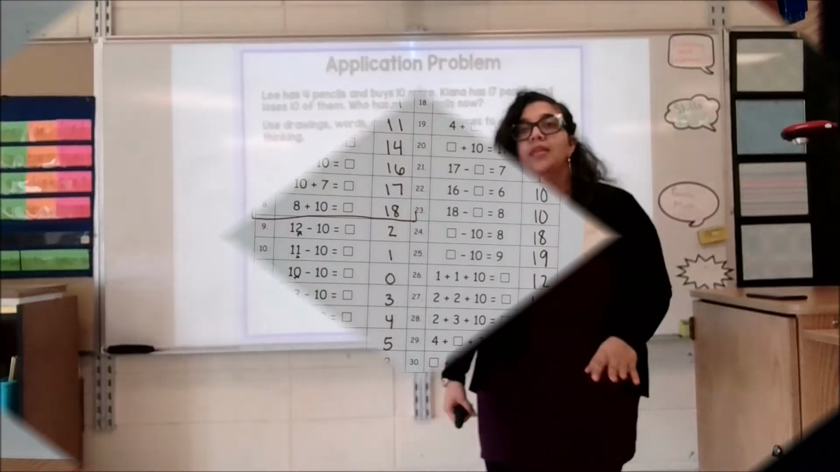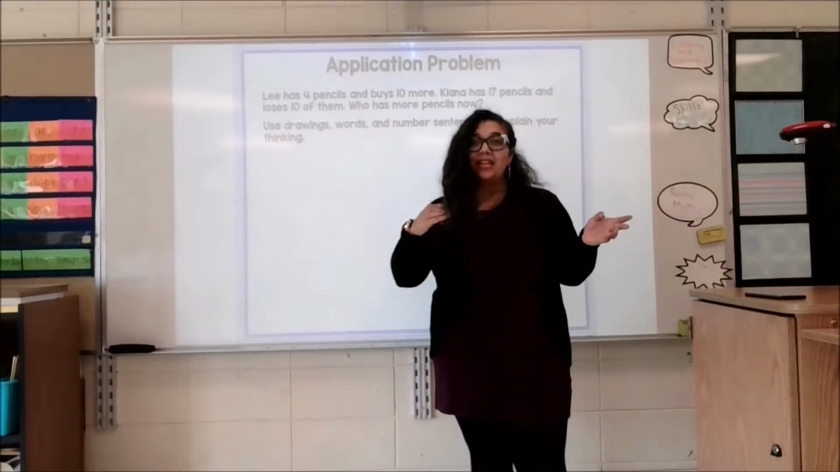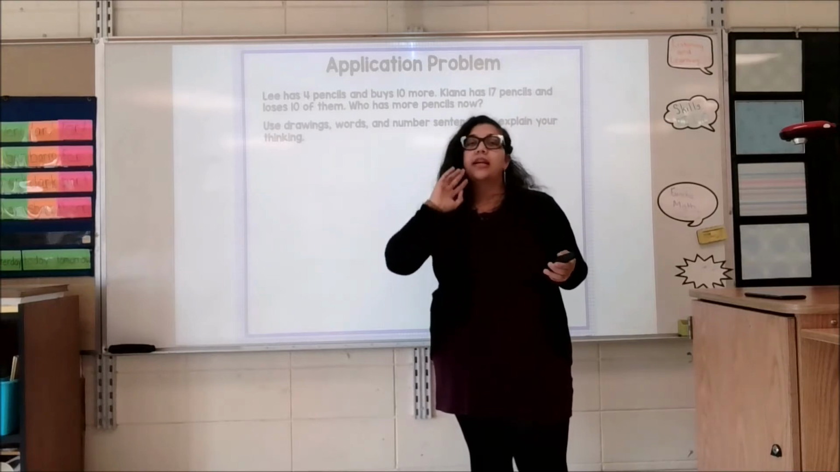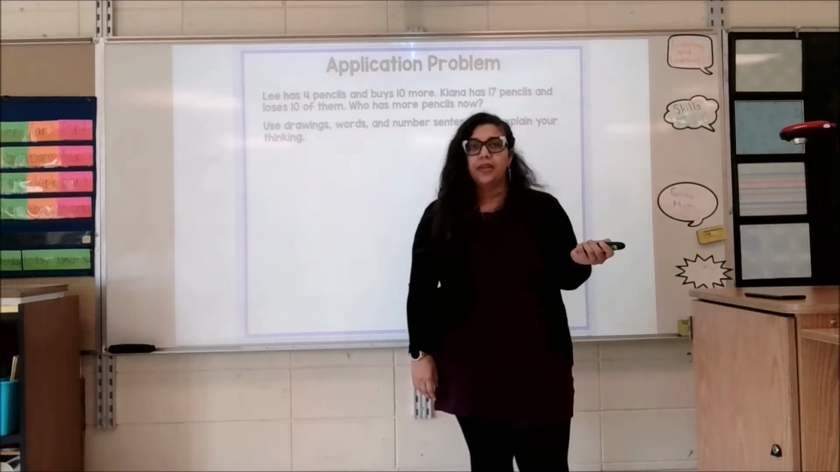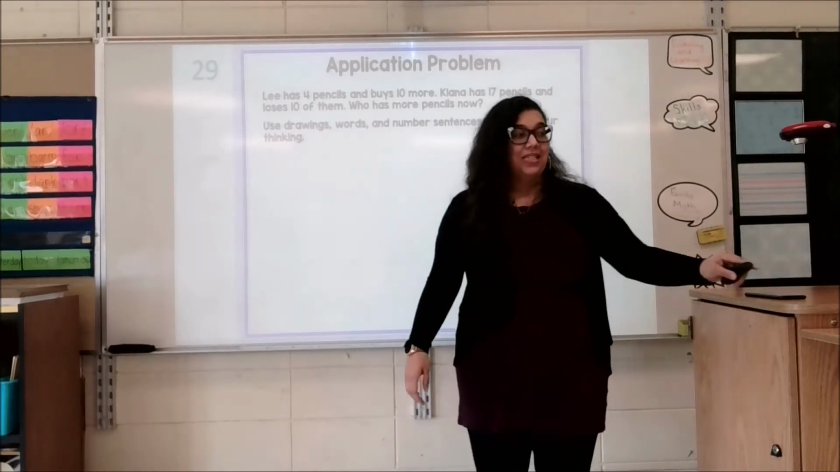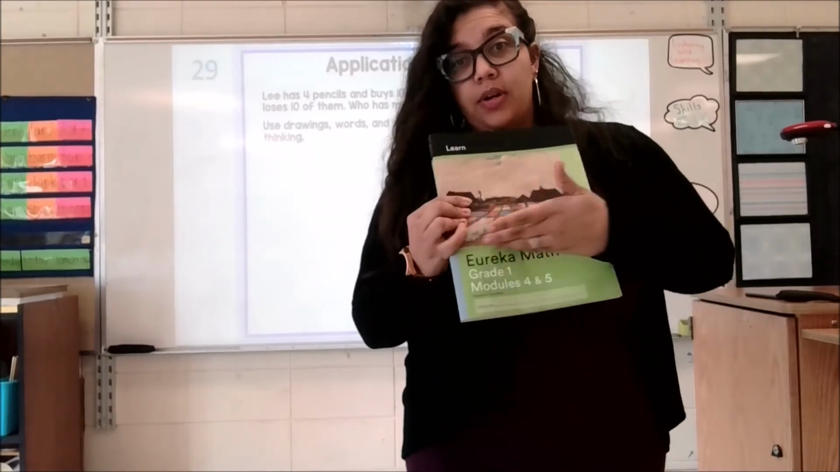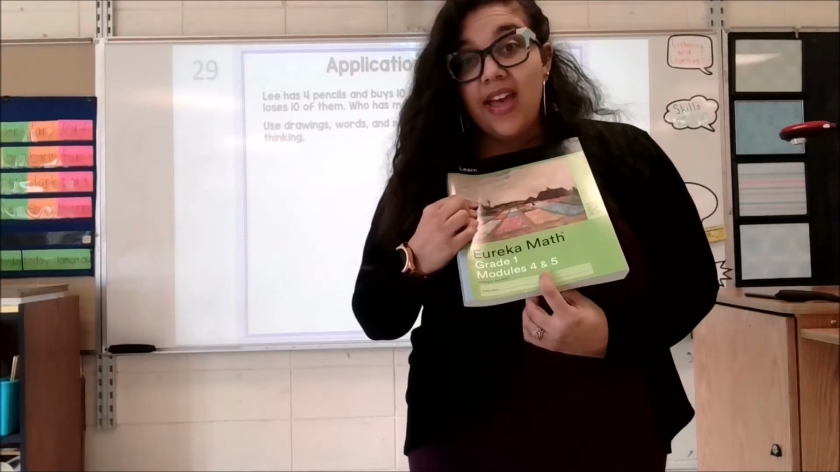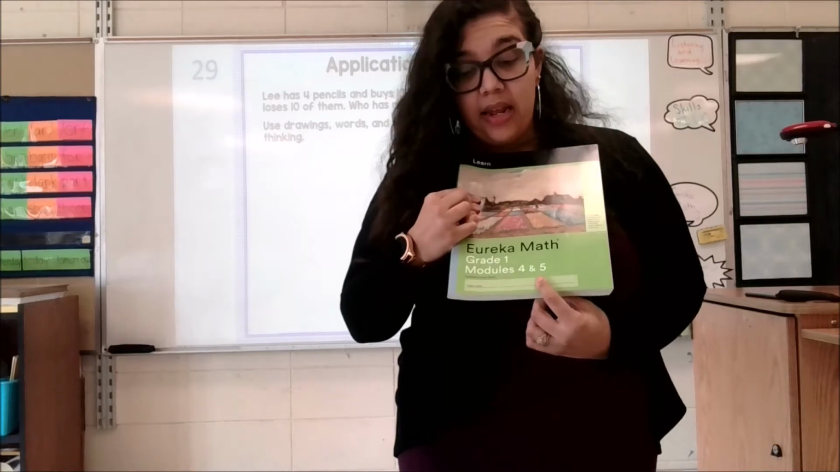Nice job on that sprint today. We are going to go ahead and continue, like I said, onto our application problem, which is always in your Learn book on page number 29. Page number 29. Remember, the Learn book, the flower beds, you want to see the numbers 4 and the symbol ampersand, which means and 5.